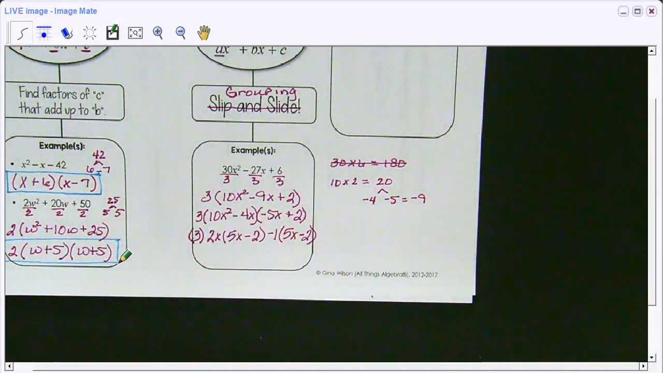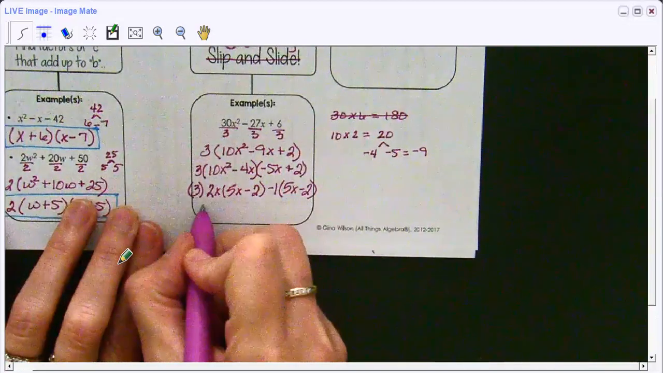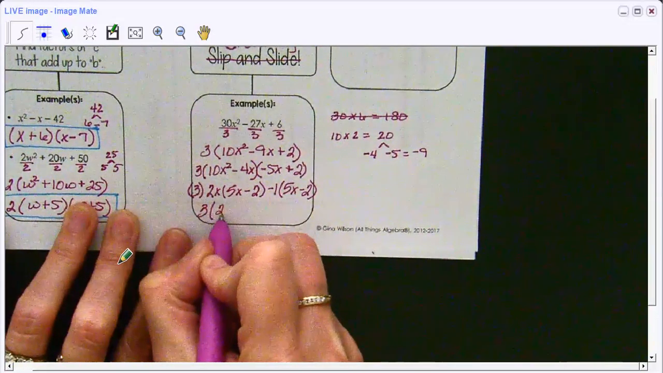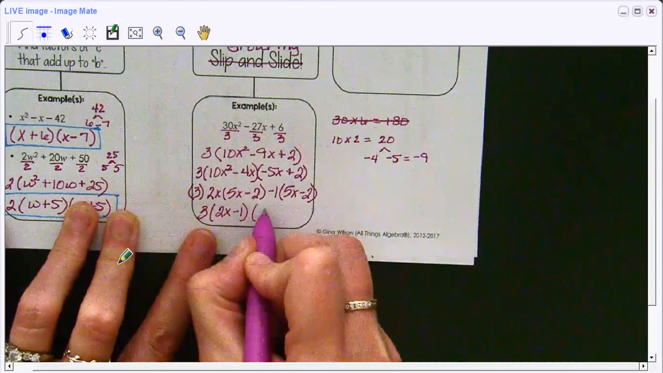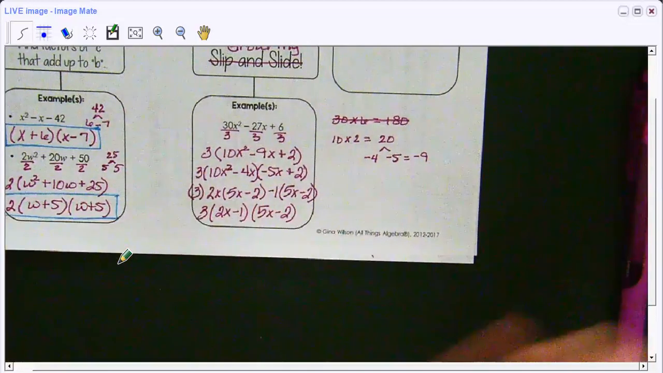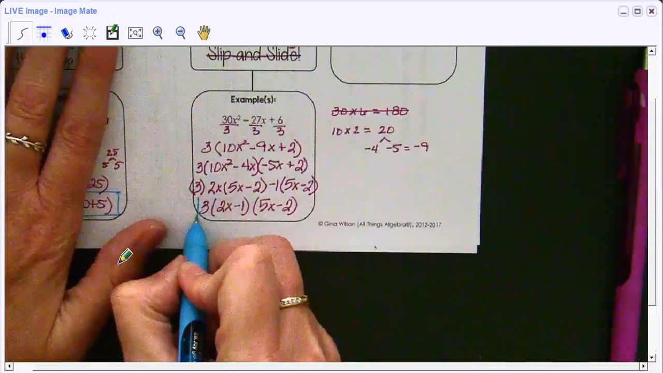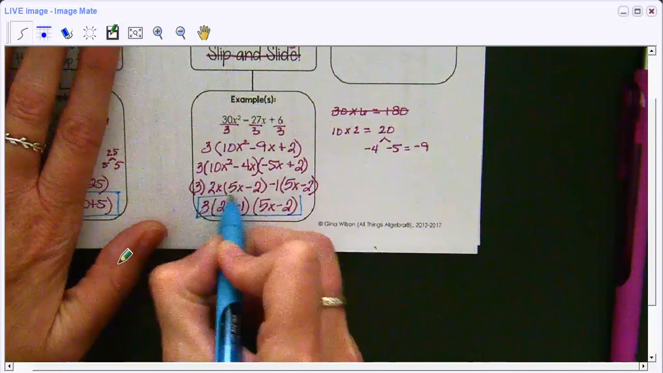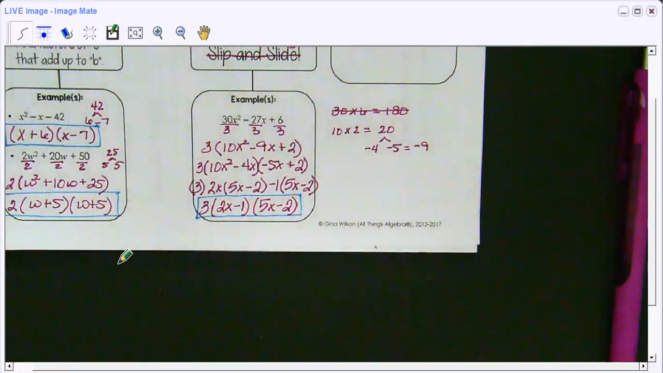Okay, I see some confused facial expressions. Okay, we're going to write our final answer here. 3 times 2x minus 1 times 5x minus 2. Wait. We factored it out at the very beginning. You can't forget about that 3. It's part of the factored out answer.